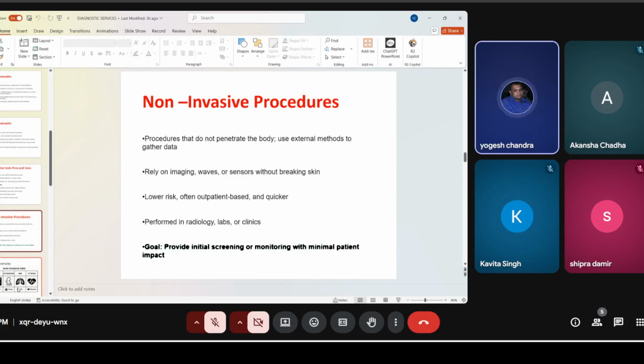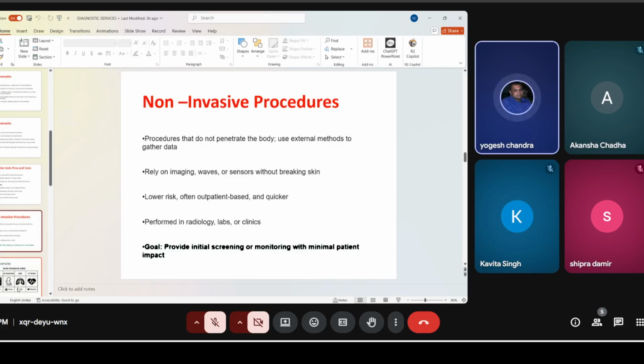Lower risk. There is not much risk involved, except in some cases radiation or something like that. Otherwise, with ultrasound and all that, there is no risk of anything. These are performed in radiology labs or clinics.